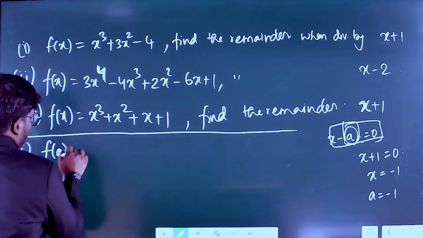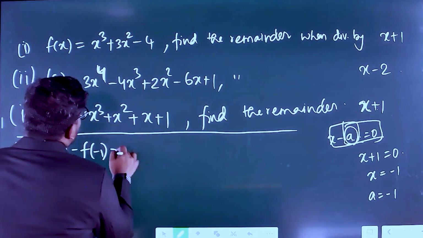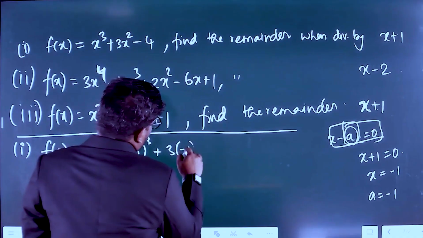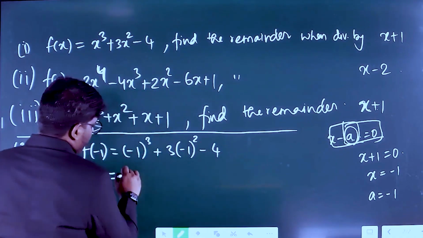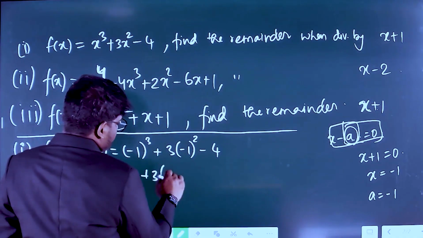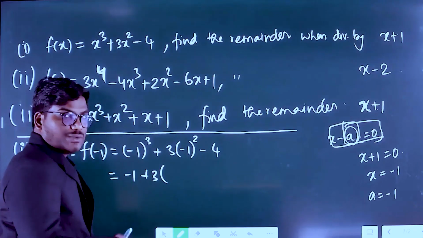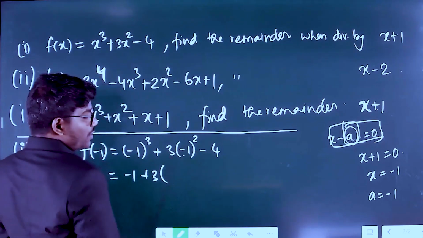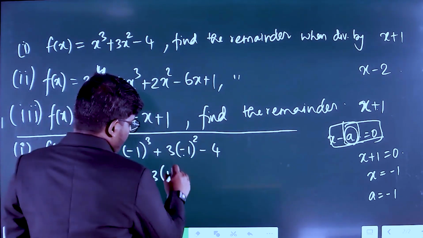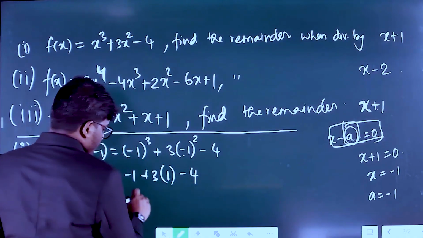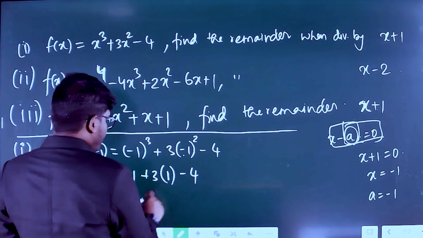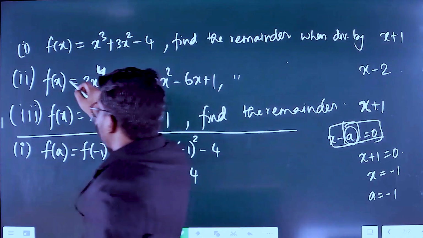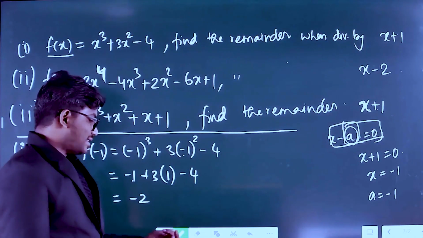f(a) will be f(minus 1), which is, I'll substitute minus 1 in place of x in the expression for f(x). So this will be minus 1 plus 3 times, minus 1 whole cube is minus 1, right? Minus 1 into minus 1 is plus 1. Plus 1 into minus 1 is again minus 1. Minus 1 whole square is minus 1 into minus 1, which is 1. So minus 4. This will be minus 1 plus 3, 2. 2 minus 4 is minus 2. So when f(x) is divided by x plus 1, the remainder will be minus 2. Alright?